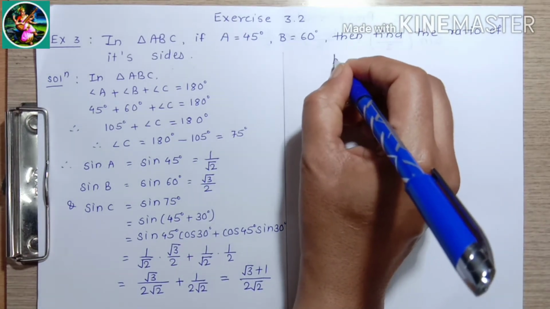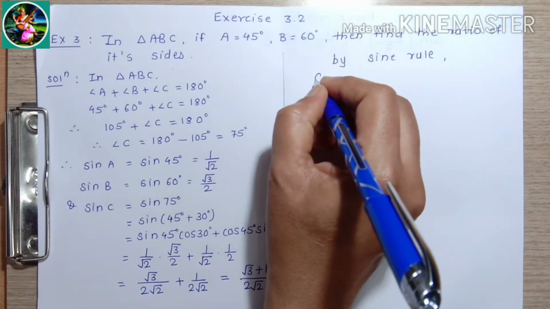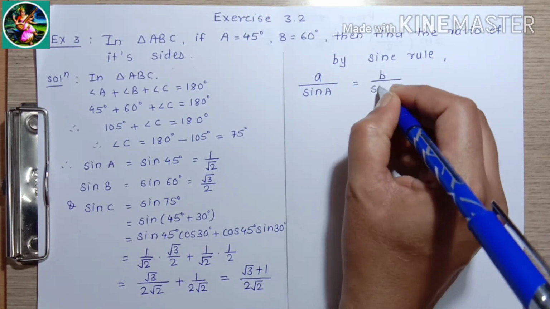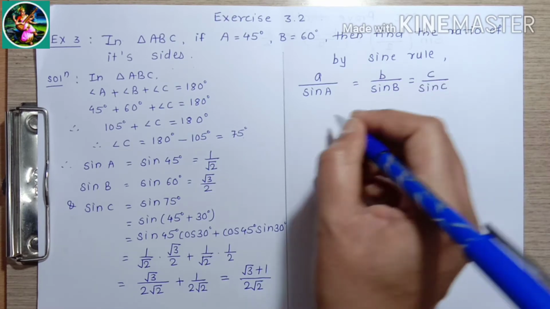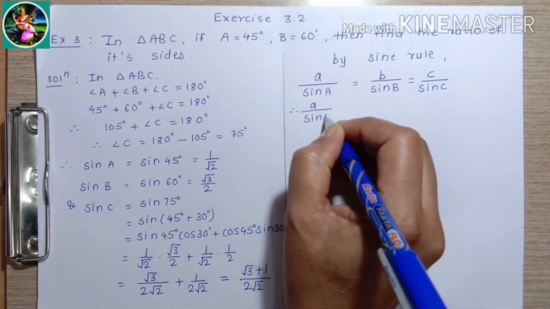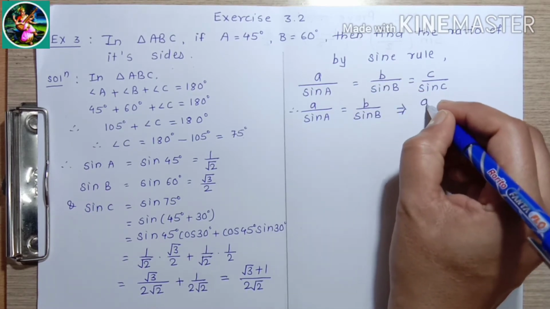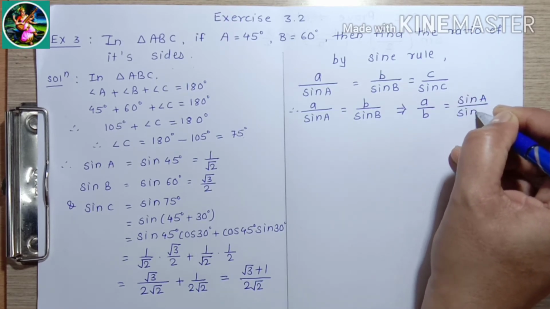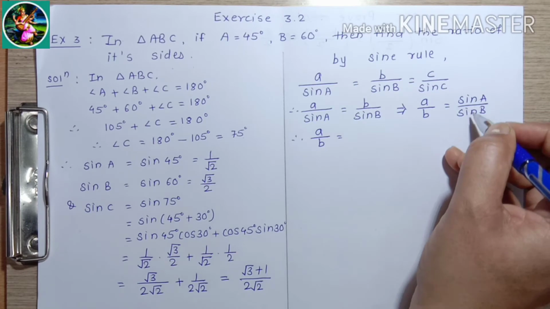By the sine rule, we know that a divided by sine A is equal to b divided by sine B is equal to c divided by sine C. We consider only two ratios, that is a divided by sine A is equal to b divided by sine B. That can be written as a upon b is equal to sine A divided by sine B. And now we substitute the values.